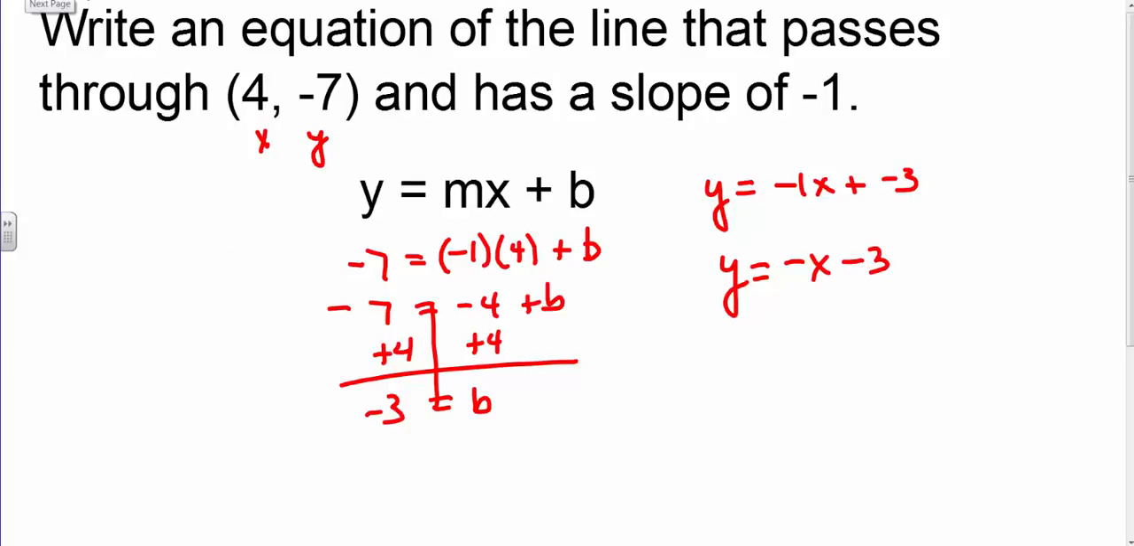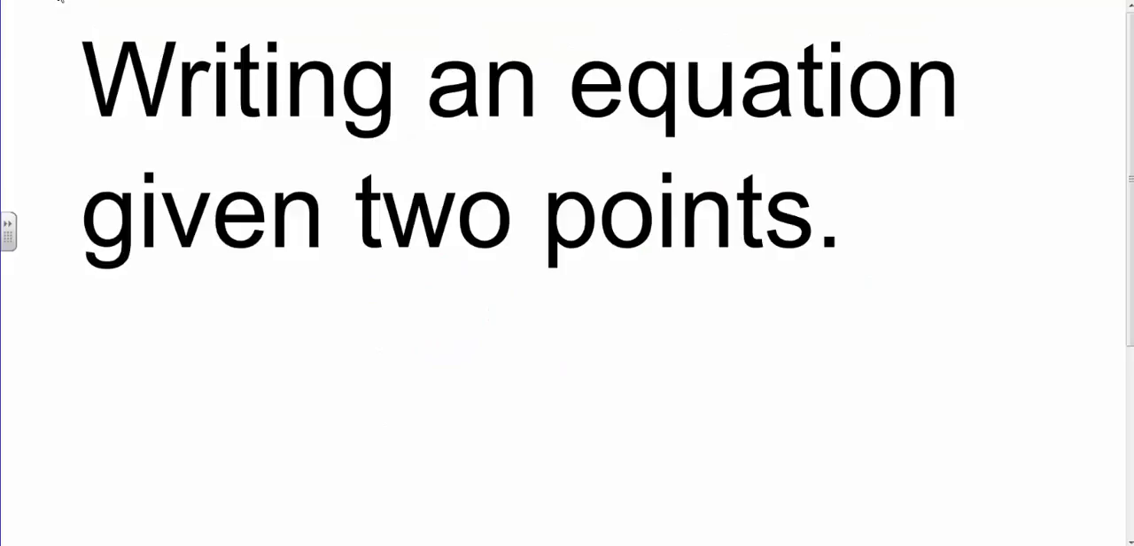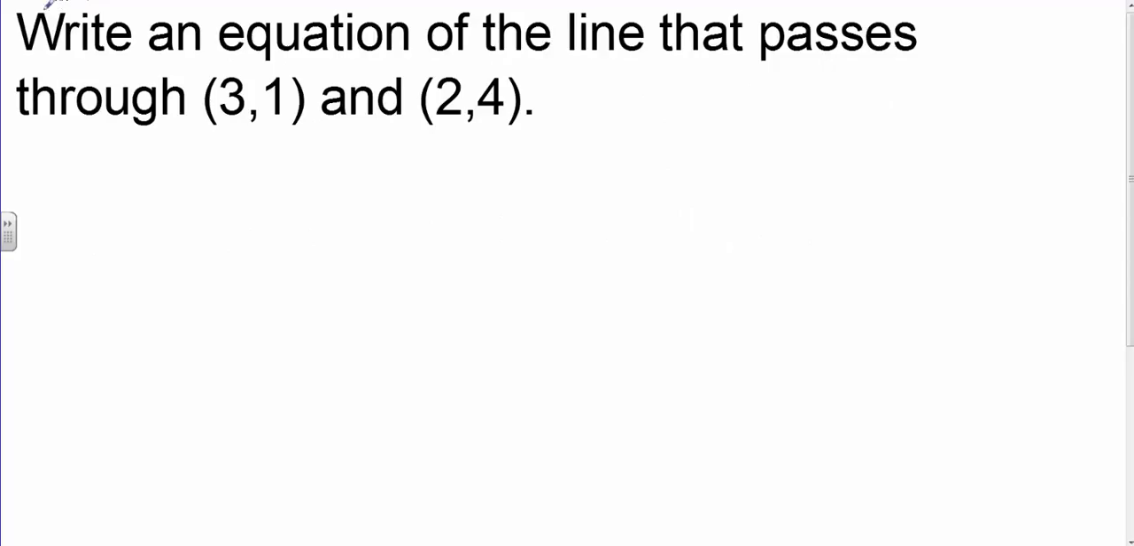Good job, I'm sure that you got that. Writing an equation given 2 points. Okay, we've got 2 points. What we need is y is equal to mx plus b. You were just shown that if you have the slope and a point, you can write the equation of a line based upon that information. So the first thing we want to do is find the slope.